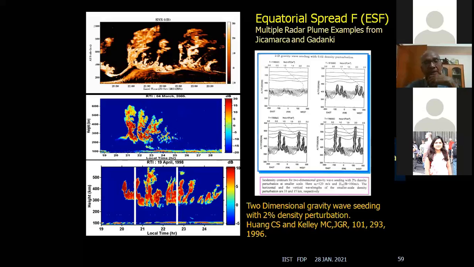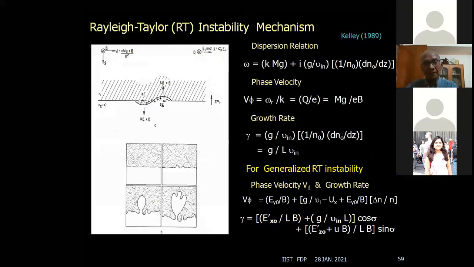The top one is from the Jicamarca radar, and the bottom two are from the Gadanki radar. And these are the theoretical simulations of those radar plumes. And this is Rayleigh-Taylor instability. That's what people believe is responsible for those plasma depletions, which are seen by the radar as radar plumes.